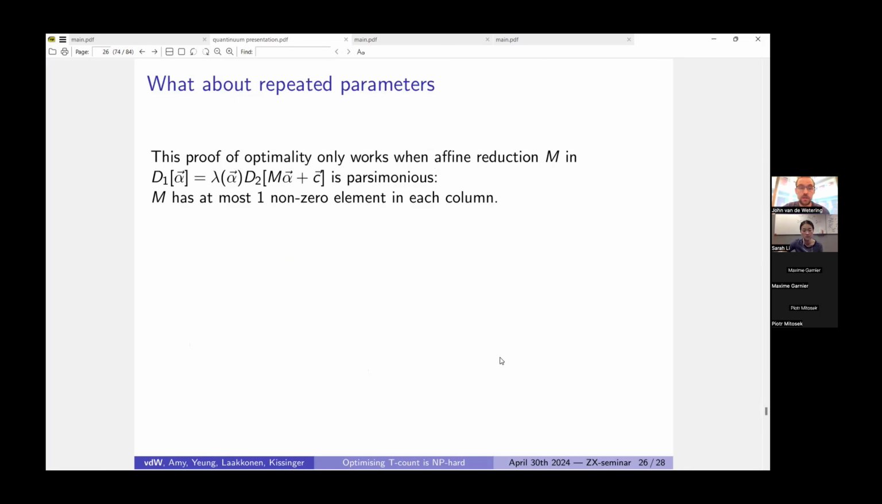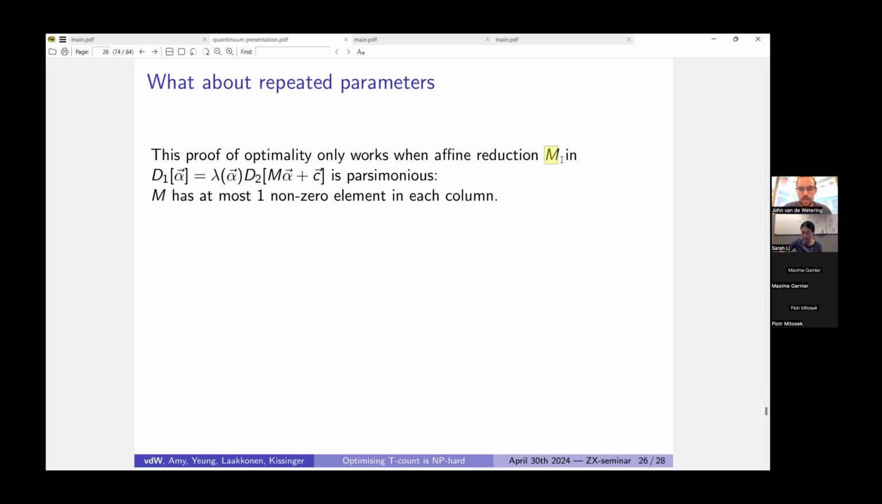Okay, so here we had to make this assumption that the reduction was parsimonious, so that it didn't copy parameters to multiple spots. But this is quite a strong assumption. And in fact, we think this assumption is not necessary, although we've not been able to prove it. But we have been able to prove special cases of it. Our proof of optimality only works when this affine reduction M is in fact parsimonious, meaning it has at most one non-zero element in each column.